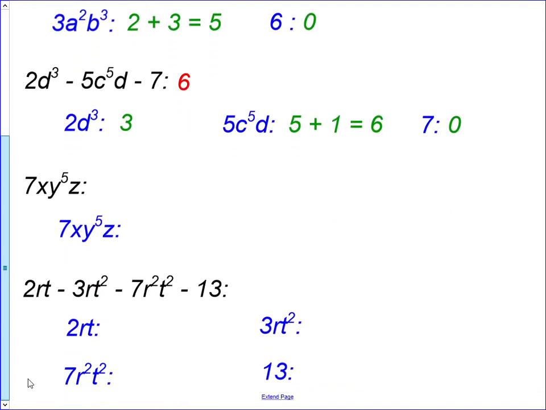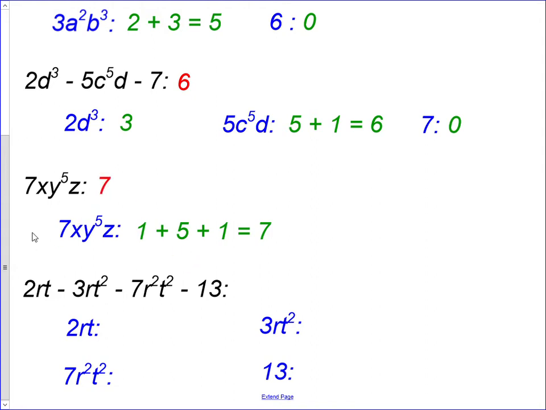Let's take a look at just two more examples. On this one, we've got just the term, it's a monomial because it's just one single term. So we have 7x to the first, y to the fifth, z to the first. So I'm going to go ahead and add 1 plus 5 plus 1, which is 7, which means this monomial has a degree of 7.